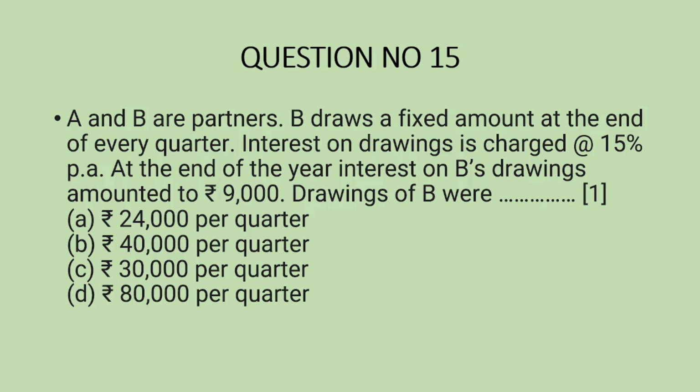Now, question number 15. A and B are partners. B draws a fixed amount at the end of every quarter. Interest on drawings is charged at 15% per annum. At the end of the year, interest on B's drawings amounted to rupees 9,000, and the options for the drawings of B per quarter are 24,000, 40,000, 30,000 or 80,000.